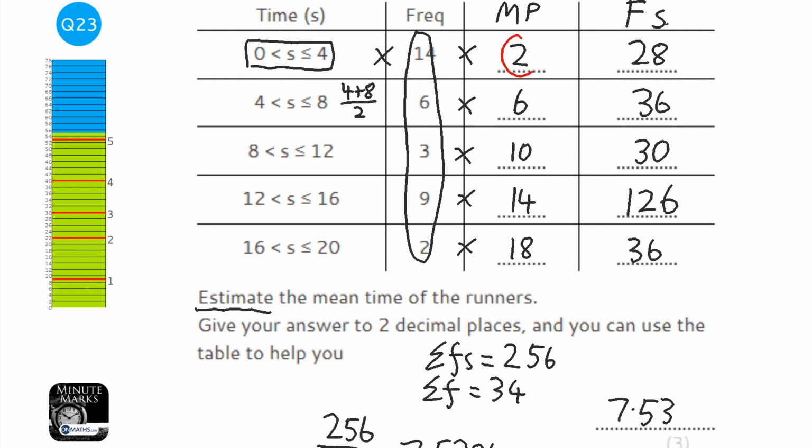Now, the reason it's an estimate, as I've said before, is that we don't know that all the values in the first group are 2. We are estimating them to all be 2, even though we know that some of them will be 1, some of them will be 3. But chances are it will balance out that it's roughly going to be about 2 in that group, and 6 in the next group, and 10 in the group after. That's where the word estimate comes from. The method for doing this is how I've shown it here. I don't believe there's any other methods you can use for this.